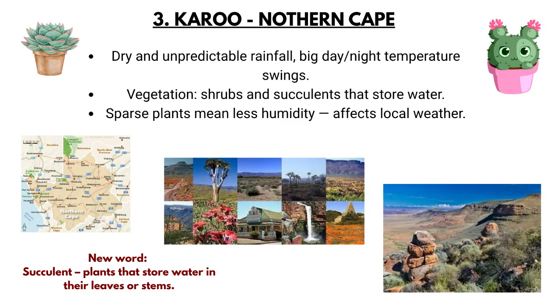Then last but not least, the Karoo, which is located in the Northern Cape. They usually have dry and unpredictable rainfall, big day and night temperature swings, and vegetation of shrubs and succulents that store water. Succulents are plants that store water in their leaves or their stems. An example would be a cactus plant. Sparse plants mean less humidity, so it affects local weather.